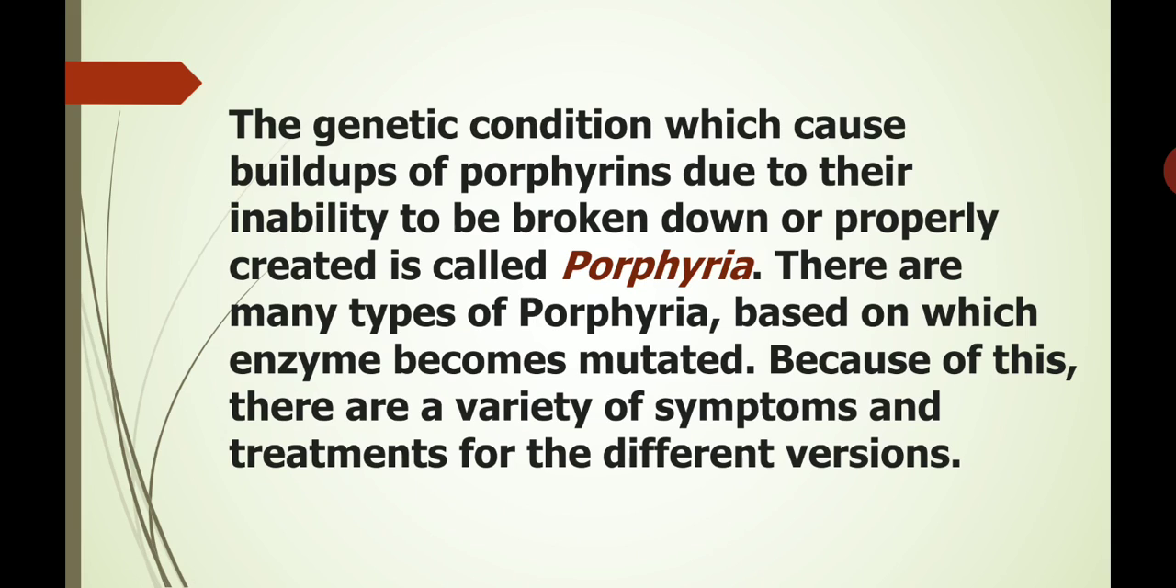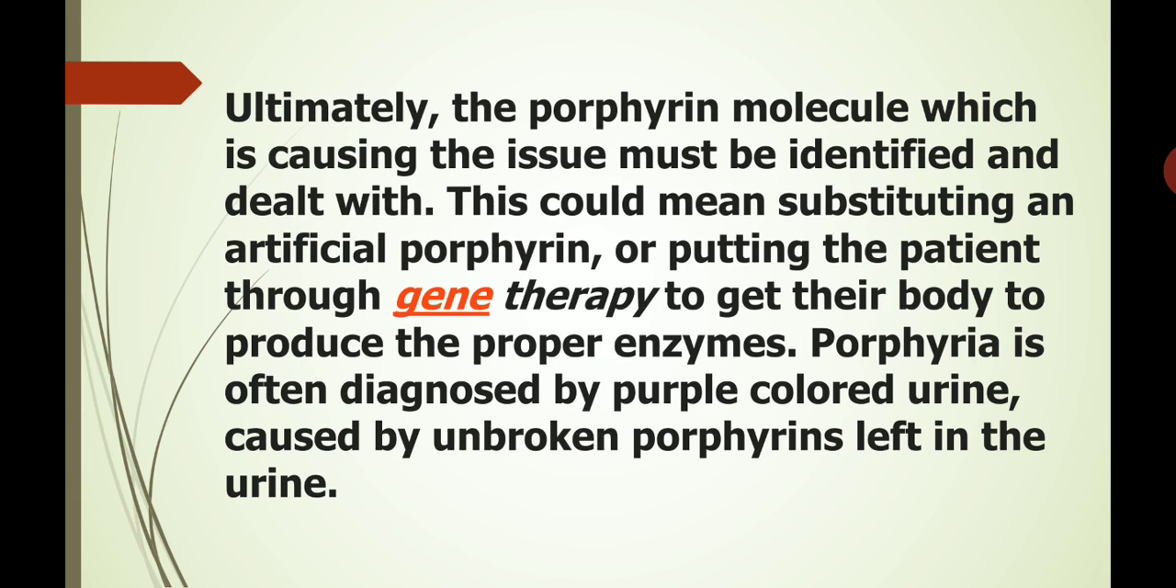There are many types of porphyria based on which enzyme becomes mutated. Because of this, there are a variety of symptoms and treatments for different versions. Ultimately, the porphyrin molecule which is causing a problem in the tissue must be identified and dealt with. This could mean substituting an artificial porphyrin or putting the patient through gene therapy to get their body to produce the proper enzymes. Porphyria is often diagnosed by purple colored urine caused by unbroken porphyrins left in the urine.